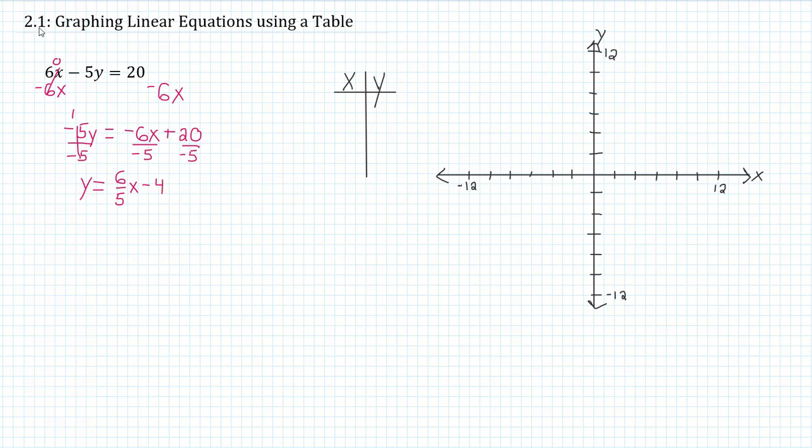Now that I've solved for y, I can begin picking my values. Now I notice the denominator of this fraction is a 5. So I'm going to pick numbers that are easily divisible by 5. Negative 5, 0, and 5. So just like the last problem, I'm going to, one at a time, take each input value and substitute it into my equation to see what I get for my output, my y.